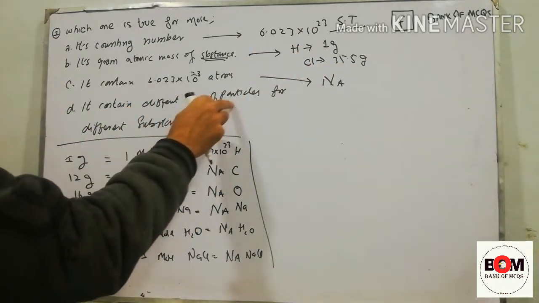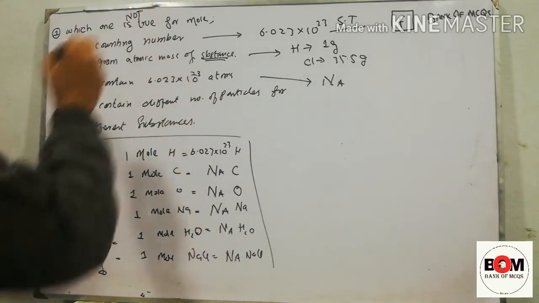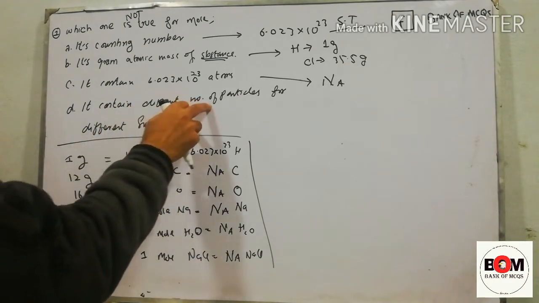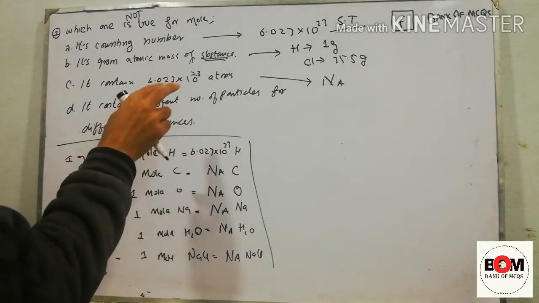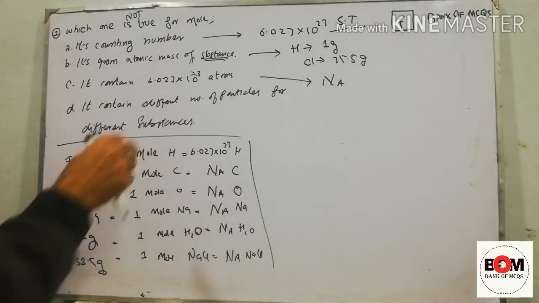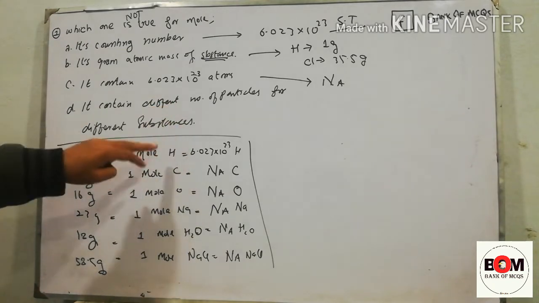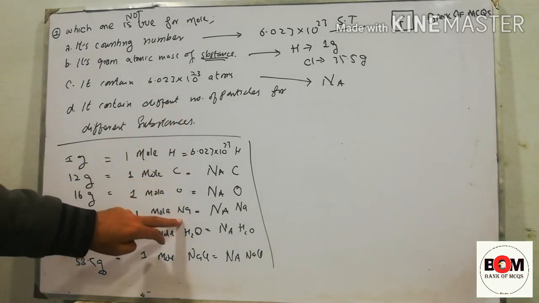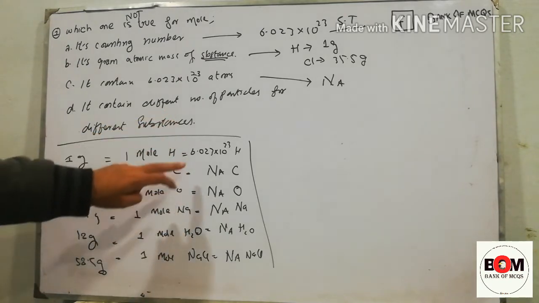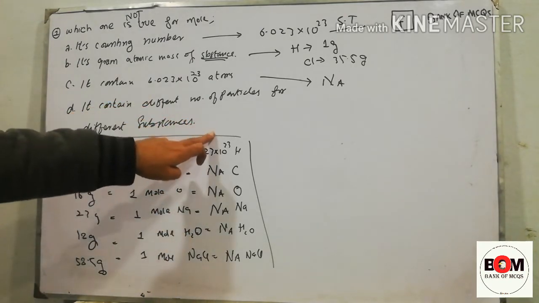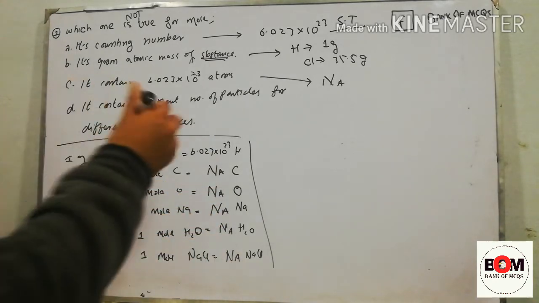It contains a different number of particles for different substances. No, it's totally wrong, because it contains the same number of particles for different substances, since it doesn't depend on the substance. Whether it's hydrogen, carbon, oxygen, sodium, water, NaCl, whatever the substance is, it is the term used only for 6.023 × 10^23 atoms. So option D is wrong.